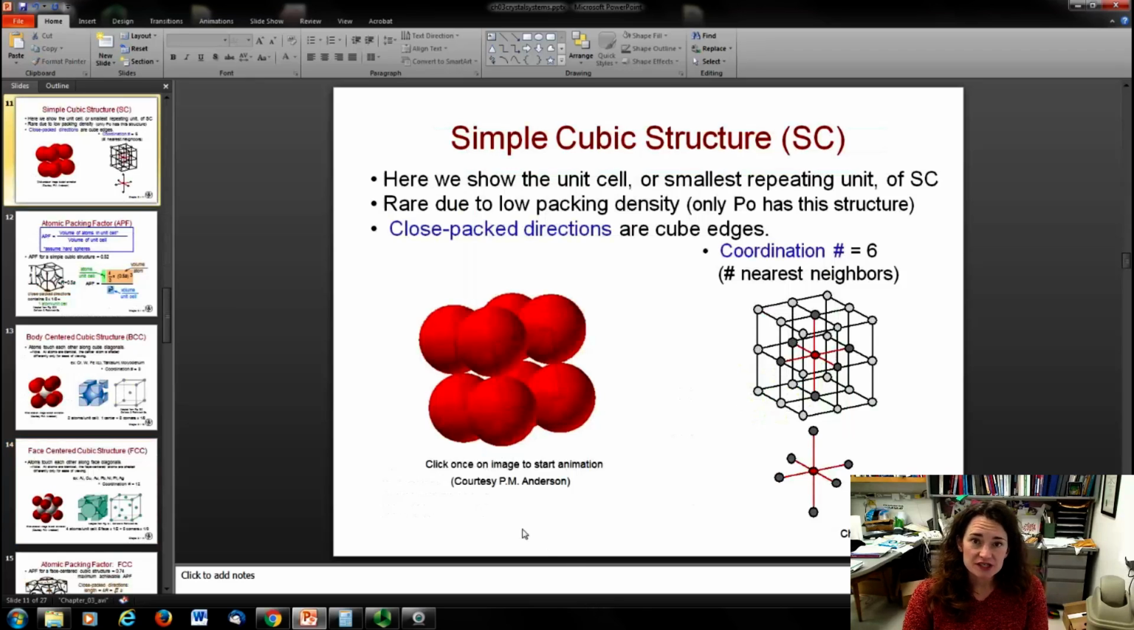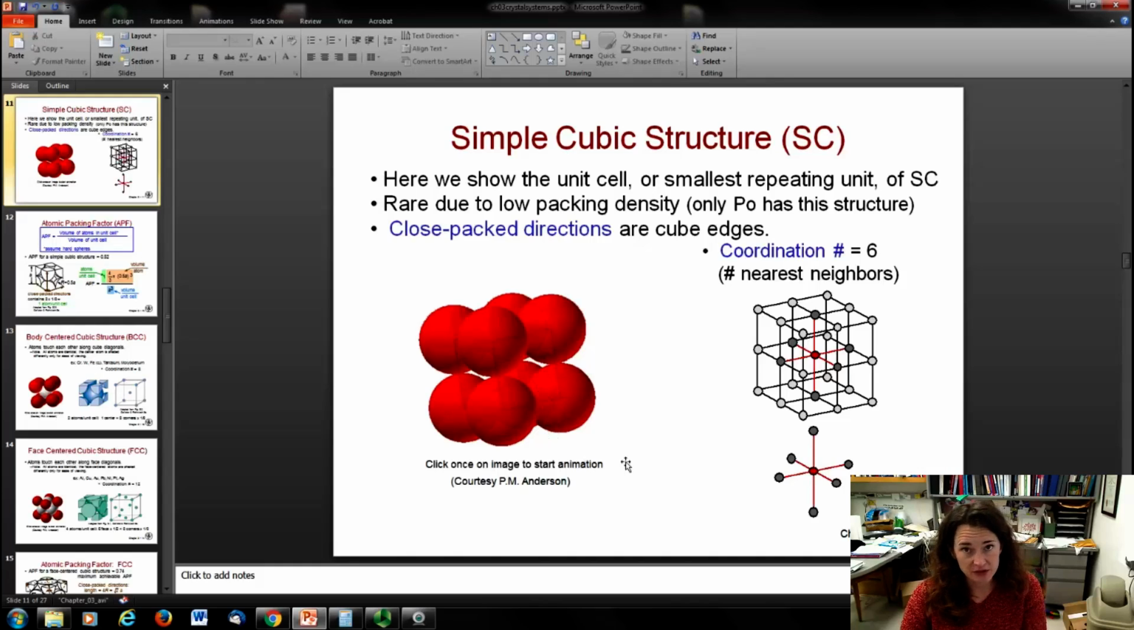So the first one that we're going to discuss is the simple cubic structure. Sometimes it's abbreviated SC. It's the easiest to talk about because it's the simplest structure, so we always do it first. However, I do want to note this is a pretty rare crystalline structure, and the reason is that it has a very low packing density. Out of all the ones in the periodic table, only polonium has this structure. The close pack directions are the cube edges, and those are the ones with the highest packing density. Inside the cube, it's not taking up much space with solids there.